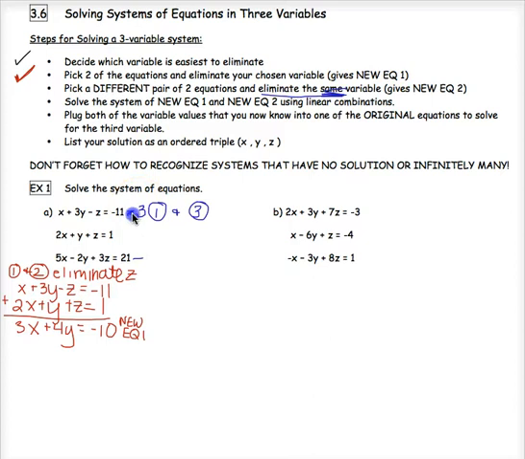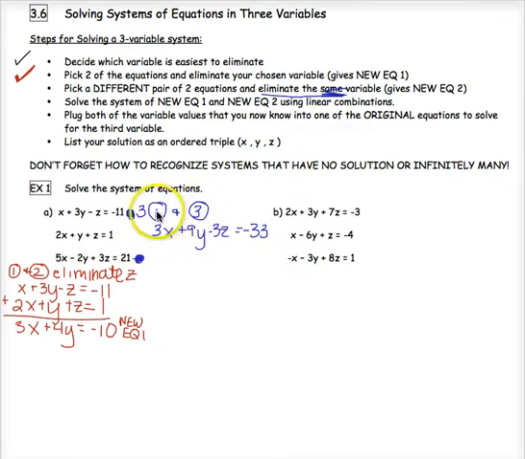I'm going to multiply, and I should probably scribble this out so it doesn't look like a negative. So I'm going to multiply 3 times the first equation. So 3 times x is 3x. 3 times 3y is 9y. 3 times negative z is negative 3z. 3 times negative 11 is negative 33.